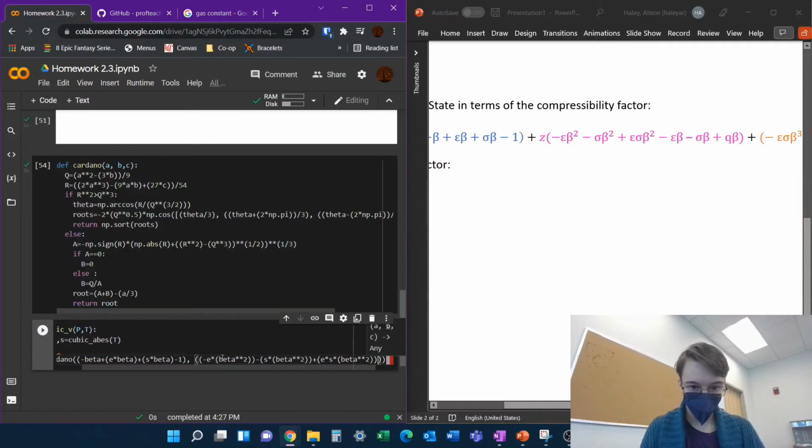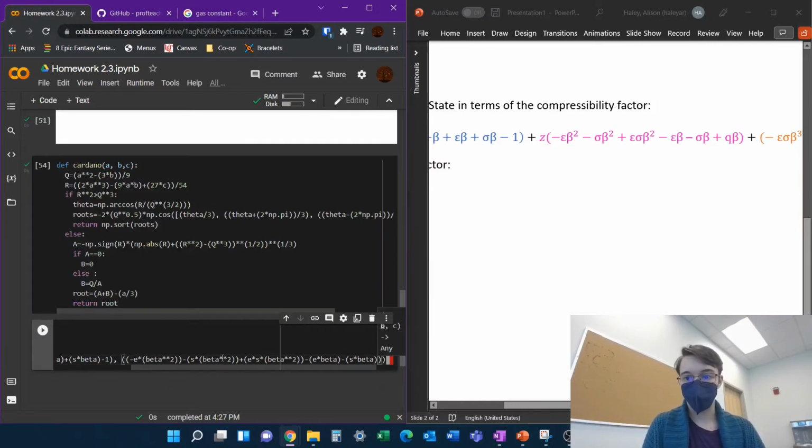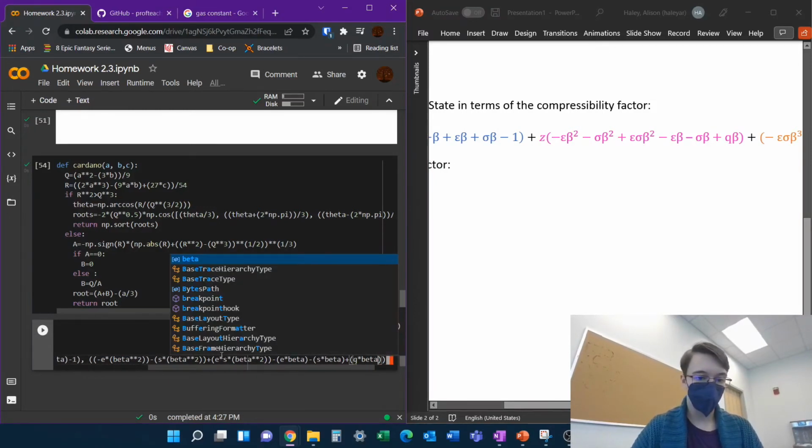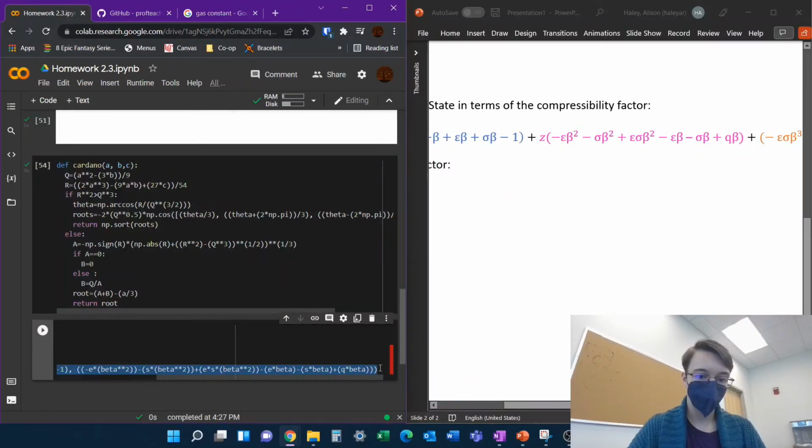and then we're going to have minus epsilon times beta, and then minus sigma times beta, and then finally for this one we're going to have plus q times beta. So again, we haven't defined q yet, so let's stick that up here to remind us to define that.